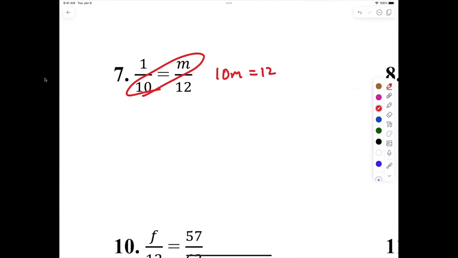Yeah, that's it. 10m equals 12. All right, now divide it. What do we get? Now convert. This is where we're practicing with the calculator. I want you to write it as an improper fraction now. Use your calculator to do that.